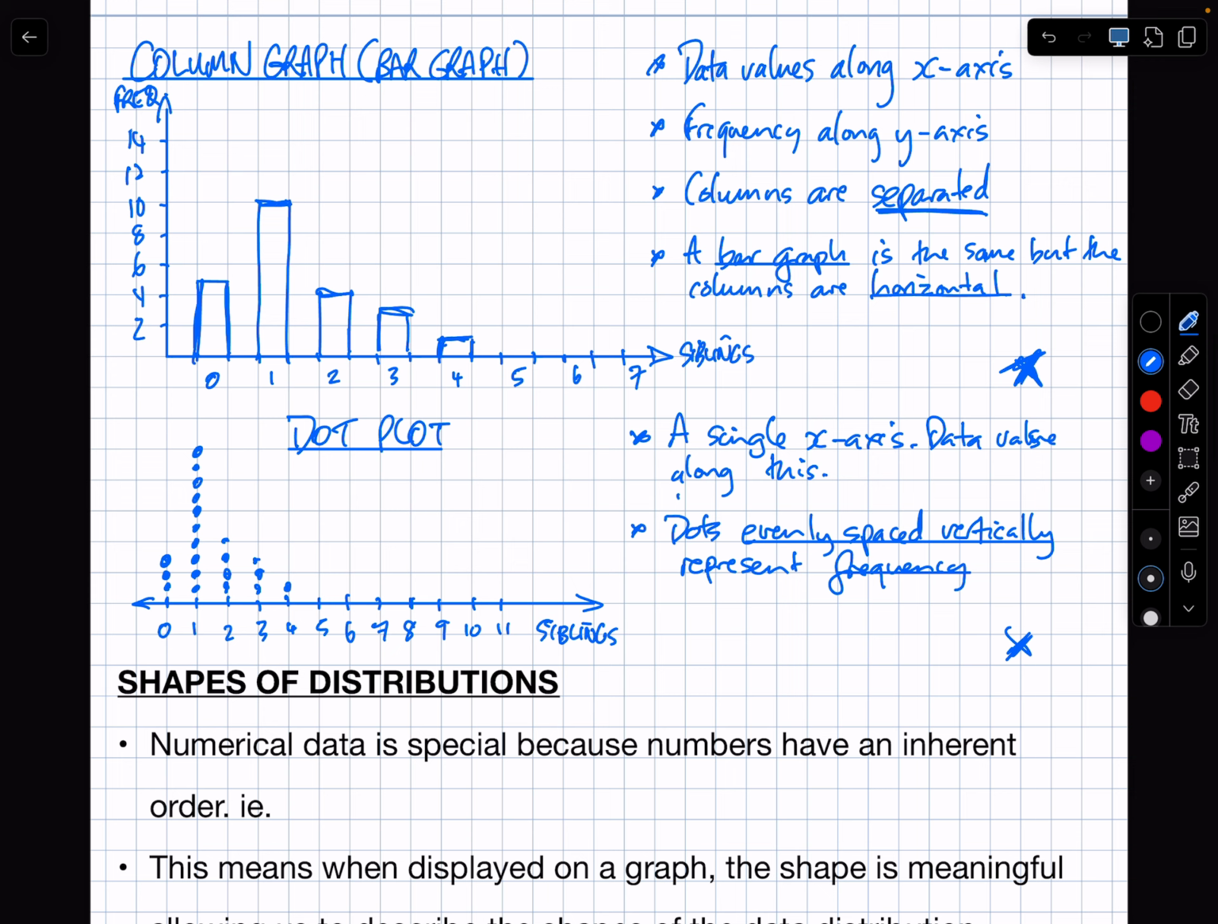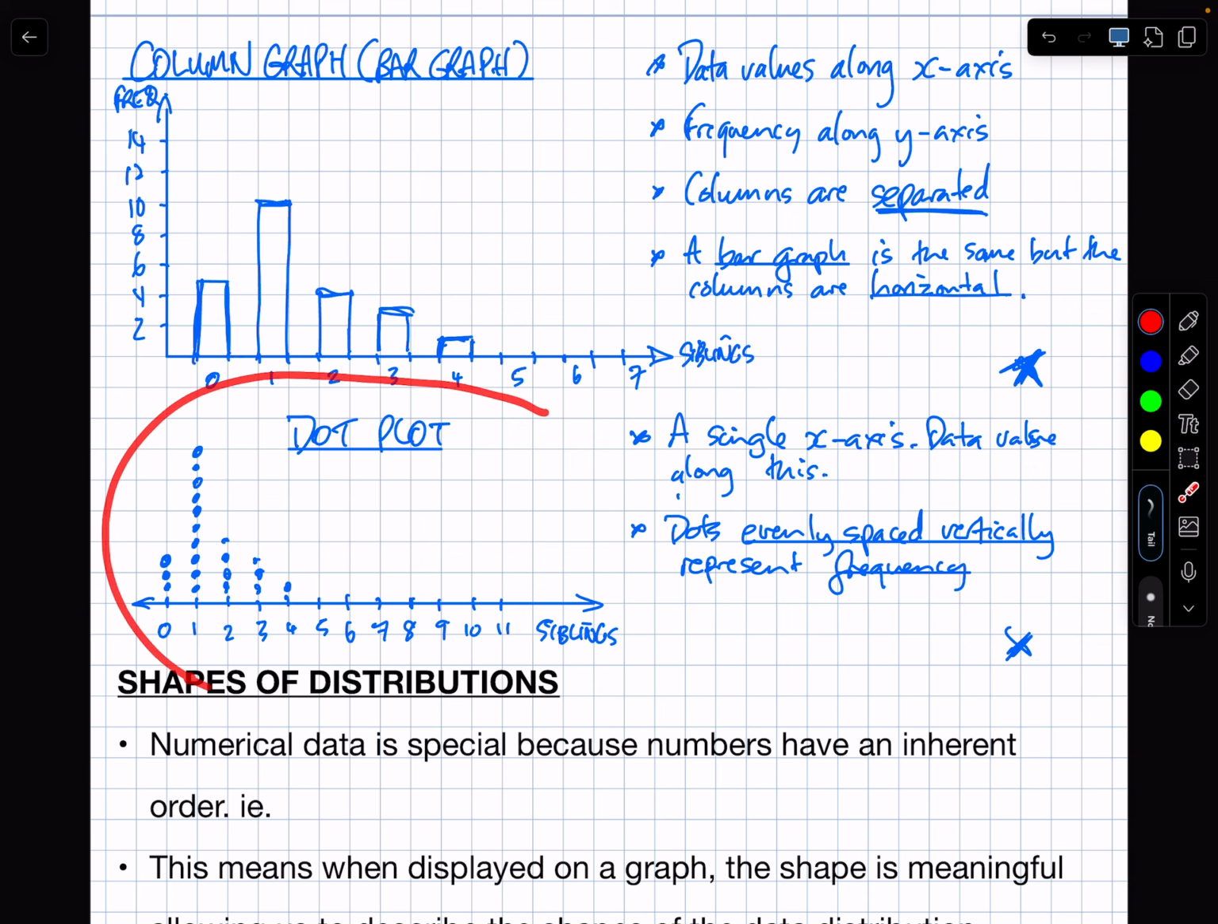So yeah, I agree with what you said there. Dot plot's very similar to a column graph. It basically looks the same, but what's the only difference? It's made up of dots. There's no y-axis here. There's nothing that goes up and down here. So when do you use a dot plot, not a column graph? When you're asked to.